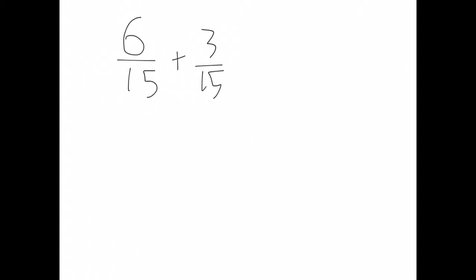So I will show you guys how to add fractions with a like denominator. They already have the least common denominator, which is 10. So we already got 10 there. What we're going to do is write 6 plus 3, right line, over 15, and then that will equal 9 over 15.